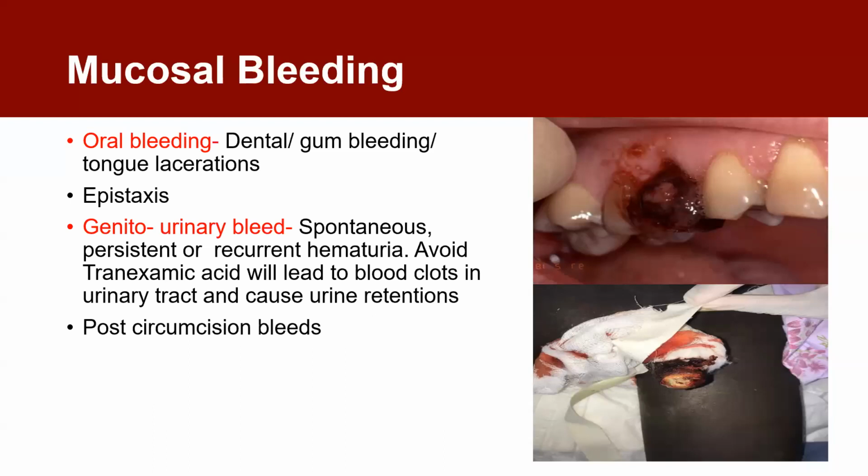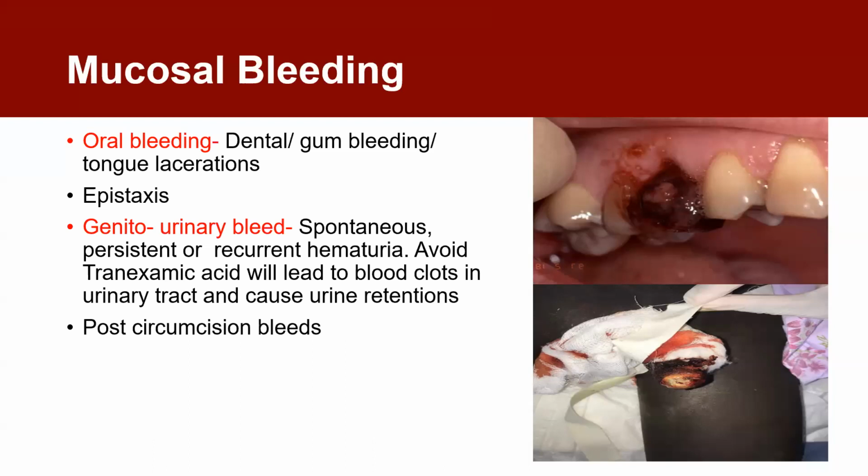The genitourinary system, these ones are normally spontaneous, painless, persistent, or can also be recurrent. So when you have a genitourinary bleed, the one thing to always avoid is tranexamic acid, which will lead to formation of clots, and it's going to cause obstruction in the urinary tract. So when you suspect there's a urinary bleed or there's an injury to the bladder, kindly avoid tranexamic acid. Just give your factor concentrates or other measures, but avoid the tranexamic acid.